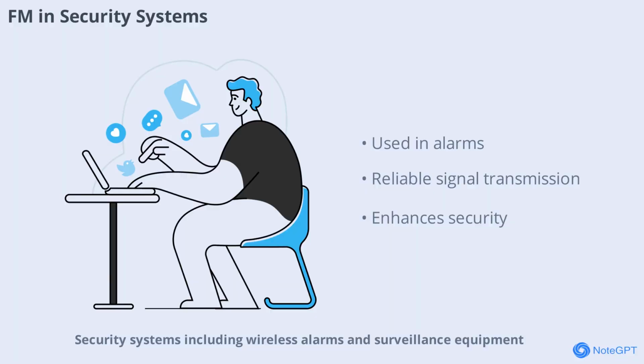Security systems, including wireless alarms and surveillance equipment, often use FM to transmit signals between sensors and control panels. The reliability and resistance to interference provided by FM help ensure that security alerts are delivered promptly and accurately, enhancing the safety of homes and businesses.